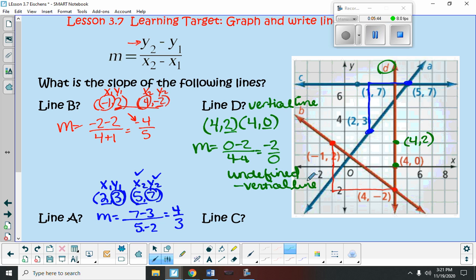Okay, so that's something you need to remember. If you were going to try doing rise over run, you'd say, okay, I go up 2 and over 0. Up 2 over 0, again, it's undefined.